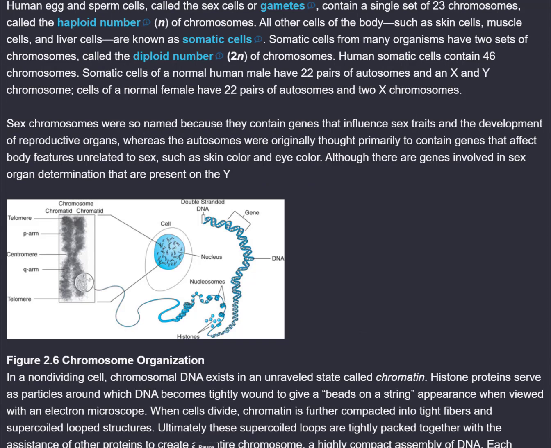Human egg and sperm cells, called the sex cells or gametes, contain a single set of 23 chromosomes, called the haploid number, N, of chromosomes. All other cells of the body, such as skin cells, muscle cells, and liver cells, are known as somatic cells. Somatic cells from many organisms have two sets of chromosomes, called the diploid number, 2N, of chromosomes. Human somatic cells contain 46 chromosomes.